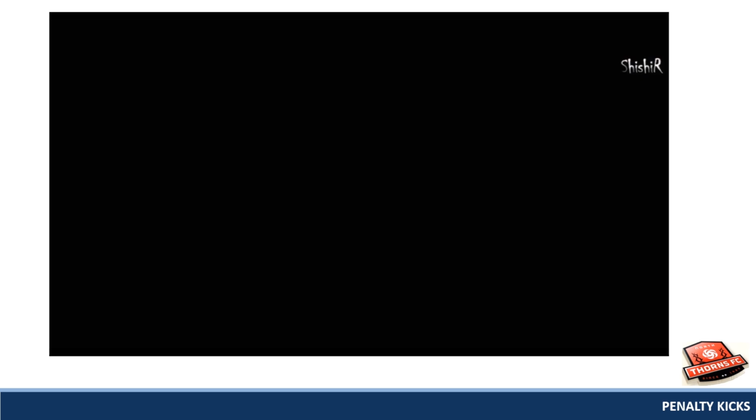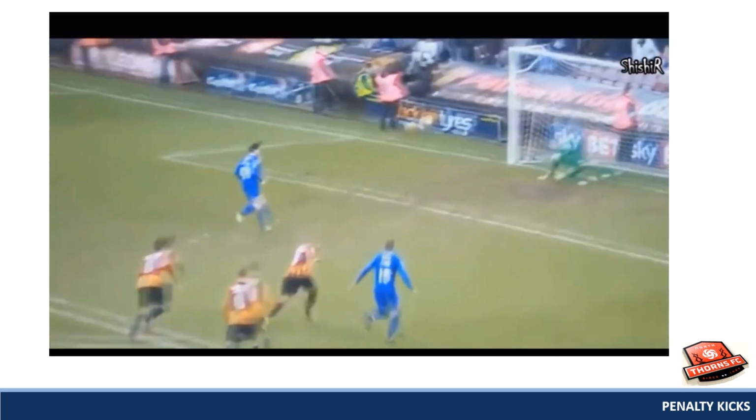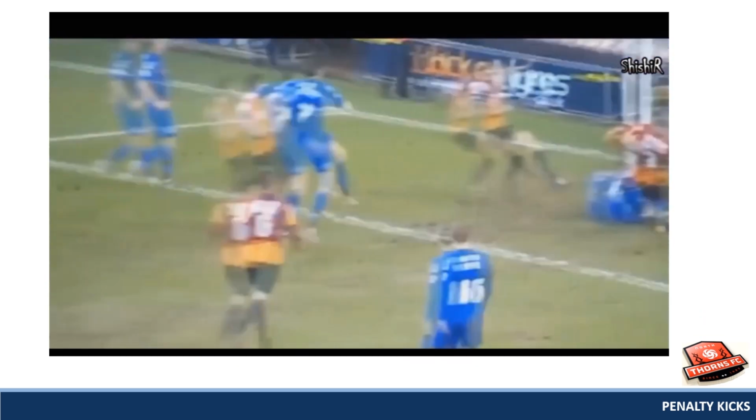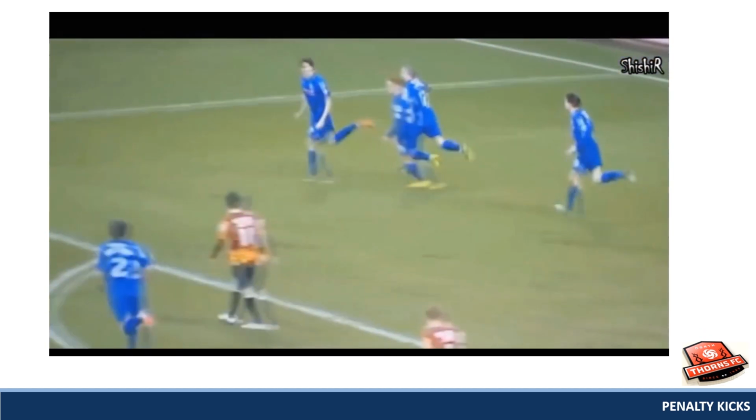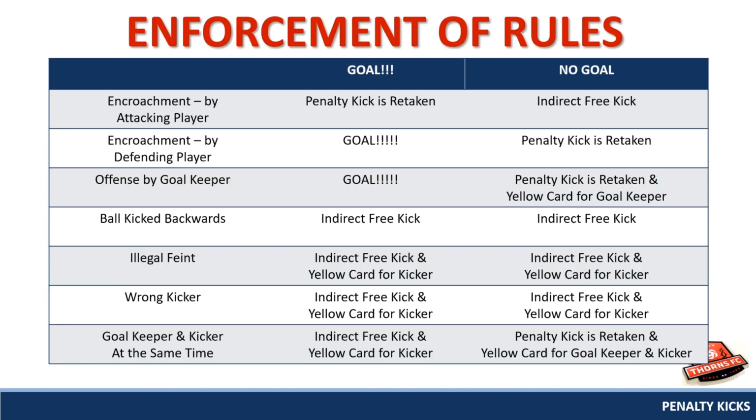During a penalty kick, the person taking the kick cannot make the second touch on the ball. So if the ball hits the crossbar or the post, they cannot make that next touch. Here's a table which outlines how to enforce the rules for penalty kick infractions.